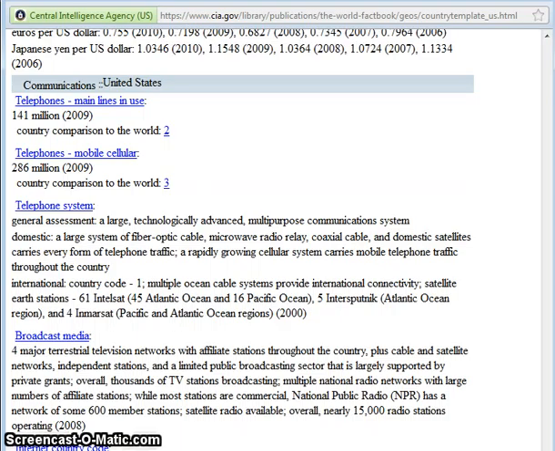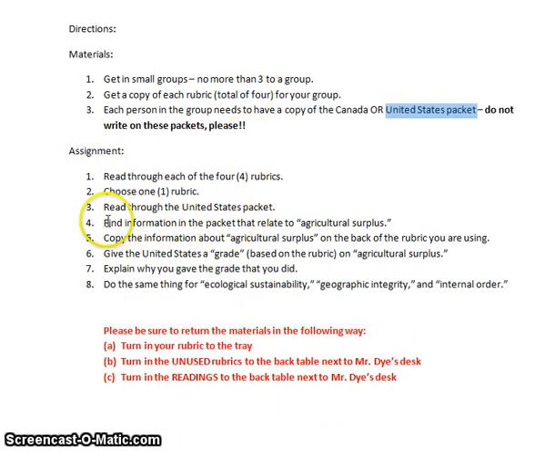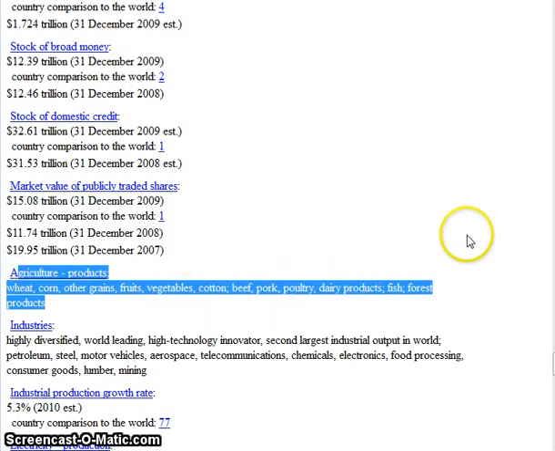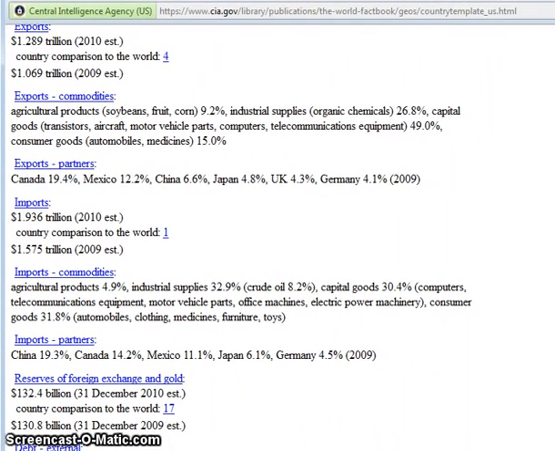So if you get back to the original assignment, and this assignment was to look in the packet and find information in that packet related to agricultural surplus, you might find something that looks like this. So if you scroll down, you'll find this, and it does show the agricultural products of the United States. And that gives you a good list. However, what it does not do is it does not explain, so what? So do they have a surplus? Do they not have a surplus? So if you scroll down even further, then you would get to this point where you would have the exports, and it'll give you percentages, specifically, again, regarding agricultural items. And then you also have imports, agricultural products.